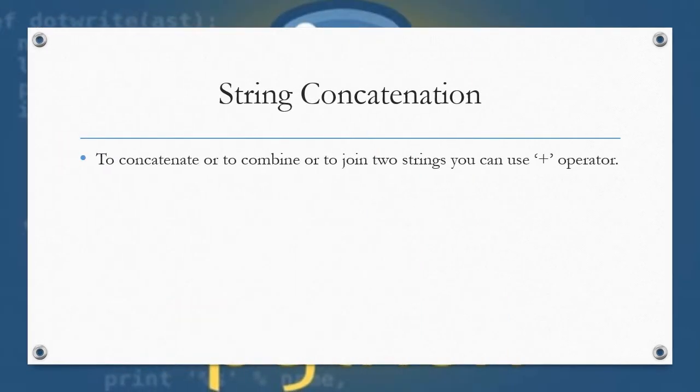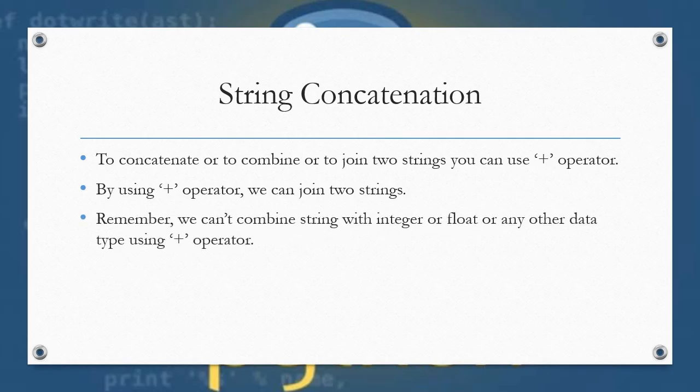Now string concatenation. To concatenate, combine or join two strings, we can use the plus operator. By using the plus operator, we can join two strings. Remember, we can't combine a string with an integer or float or any other data type using the plus operator. In the code you can get the output of the concatenation, and it will combine the two strings. But if you try to combine a string with an integer, float or any other number data type, you will get an error.